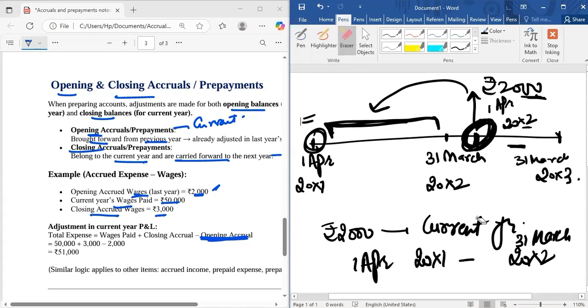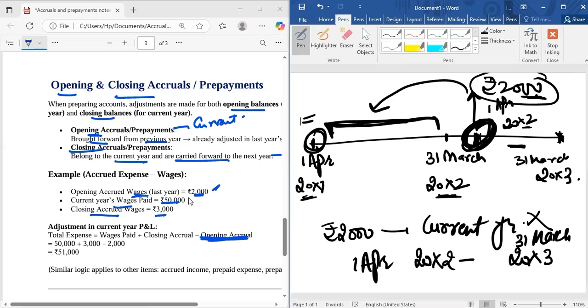Let me correct it over here also. Our current year is 1 April 20x2 till 31 March 20x3. So this 2000 amount is not related to the current year of 1 April 20x2 till 31 March 20x3. It was related to the previous year of 1 April 20x1 till 31 March 20x2. We have just paid it here. So what we will do, we will deduct the opening accruals because they relate to the previous year.